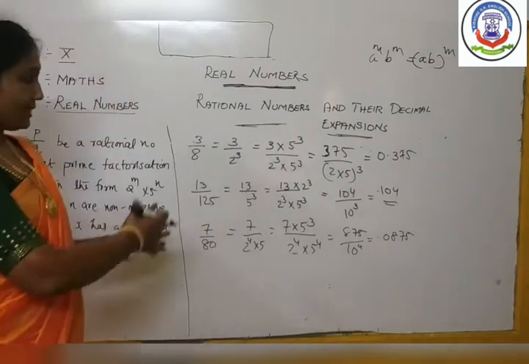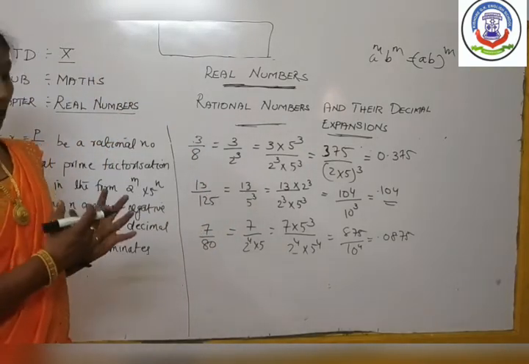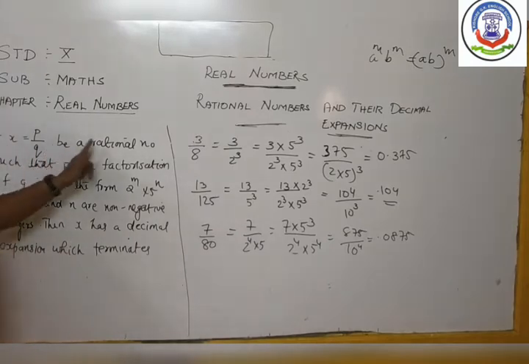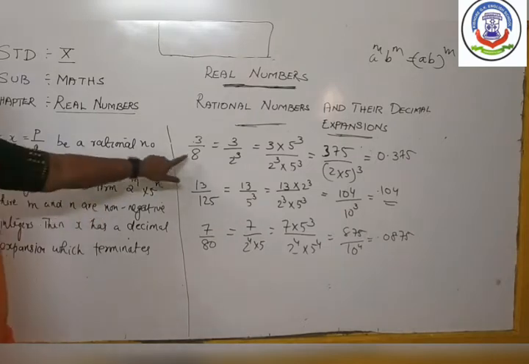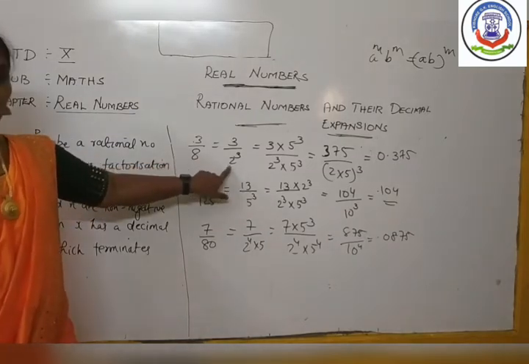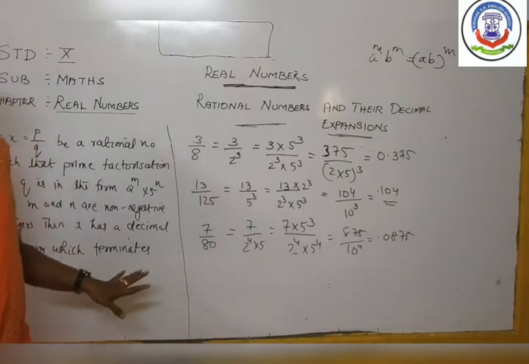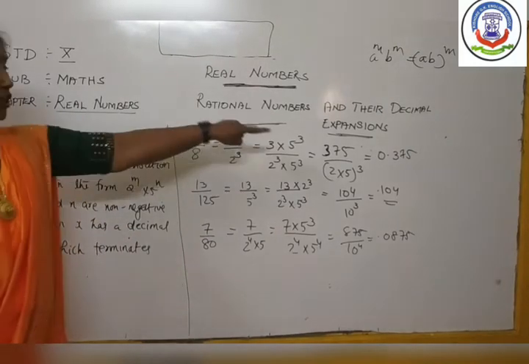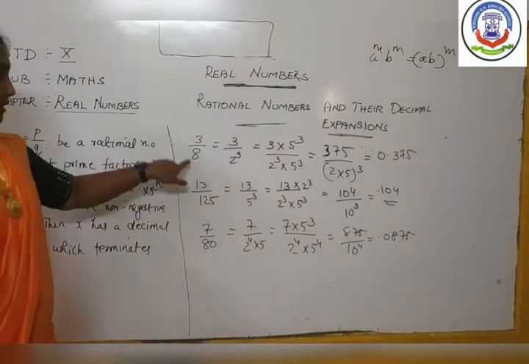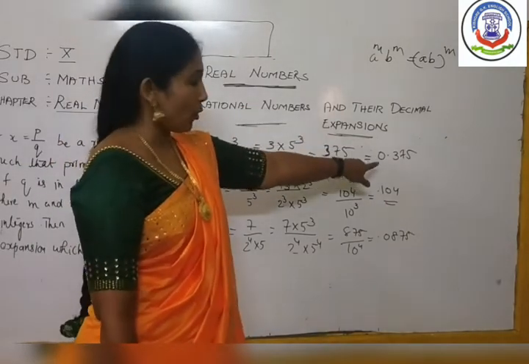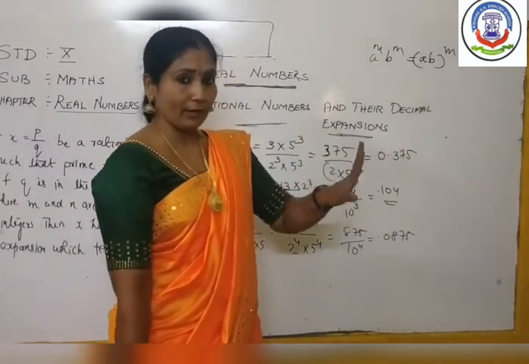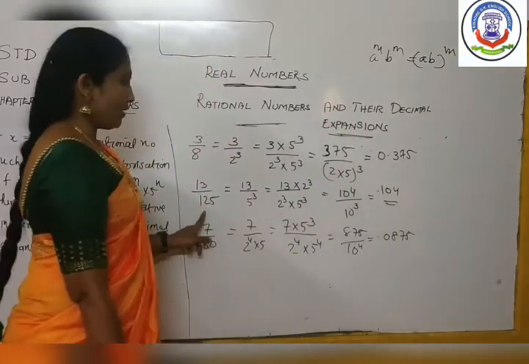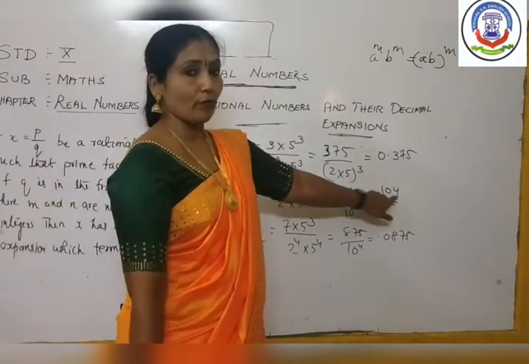That means from these examples you can conclude that if x is a rational number such that the prime factorization of q is in the form of 2 raised to m into 5 raised to n, then x has a decimal expansion which terminates. You have already seen that 3 by 8 has a decimal expansion that terminates, 0.375, and 13 by 125 is equal to 0.104.